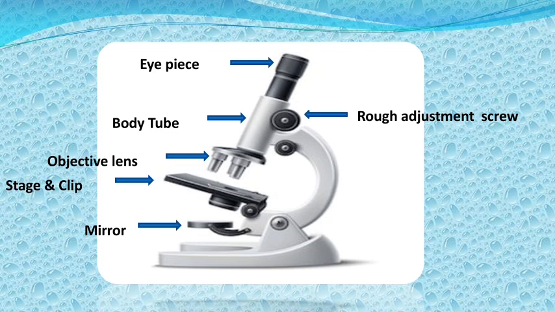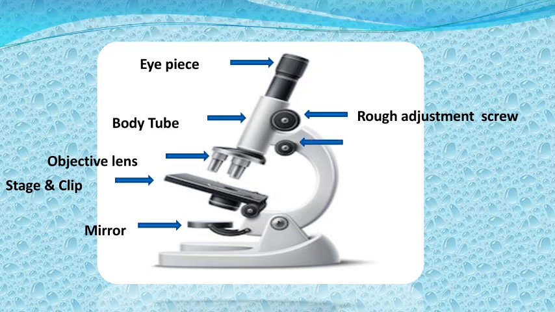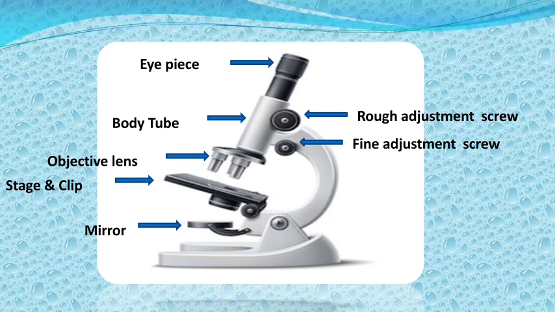Then the next part is the rough adjustment screw. It is meant for bringing the microscopic object under focus by coarse adjustment. Next screw, fine adjustment screw. It is for sharp focusing of the microscopic object after focusing by the coarse adjustment screw.